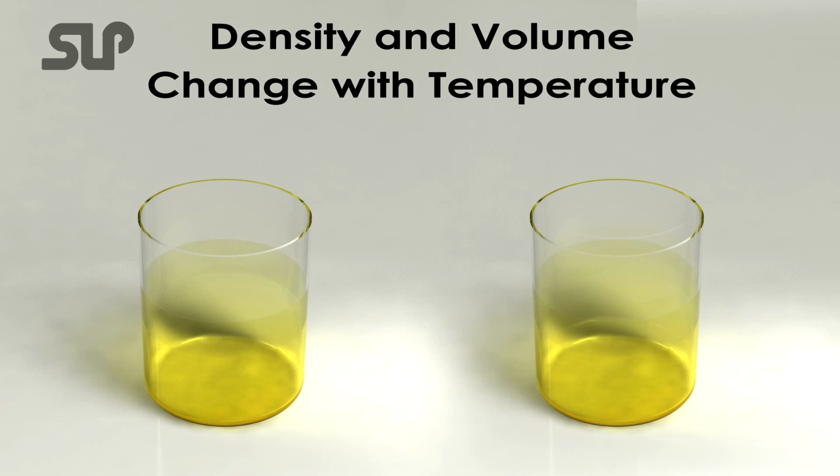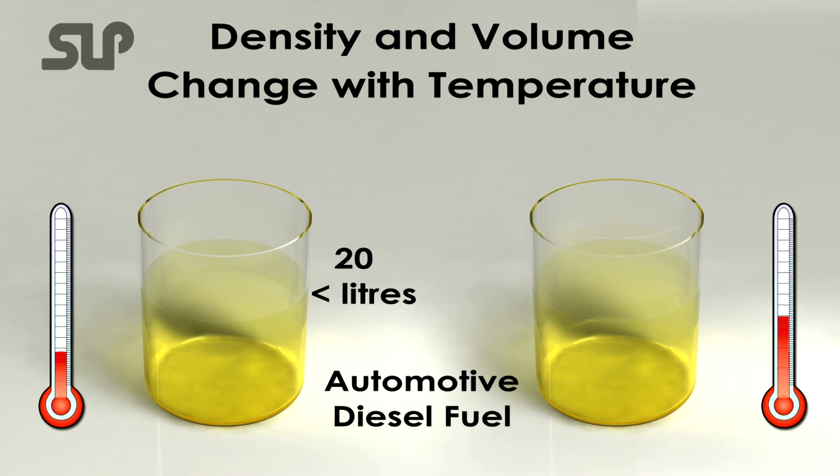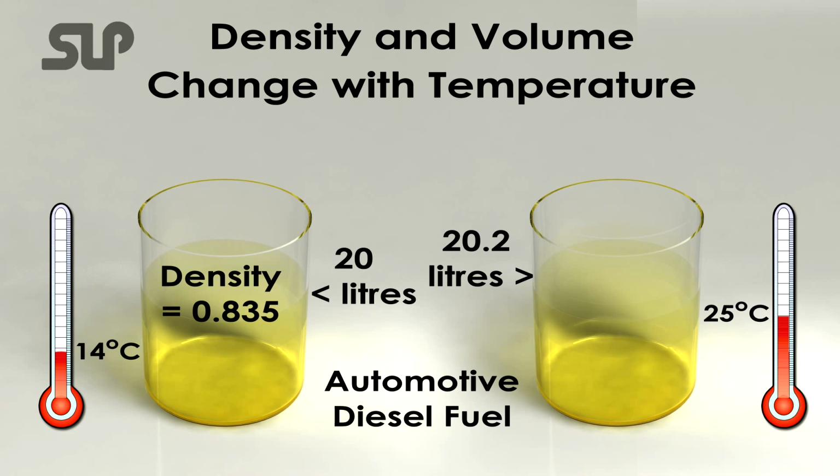Step 3. When the product temperature is raised or lowered, the product density and volume will change. Here is an example. 20 litres of diesel at a temperature of 14 degrees has a density of 0.835. The diesel is then heated to 25 degrees. The volume has now increased to 20.2 litres and the density has decreased to 0.831.